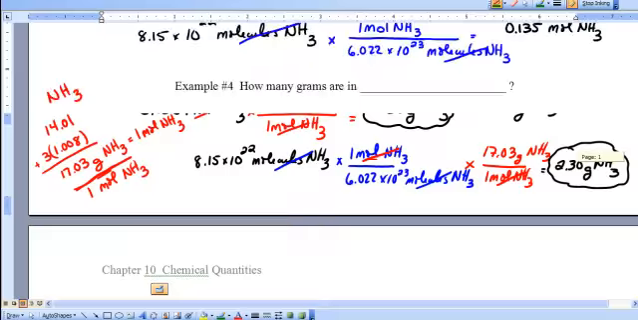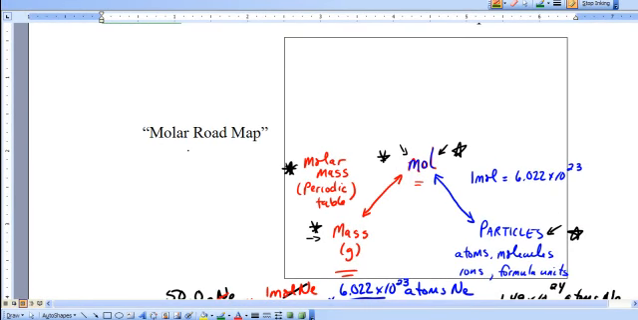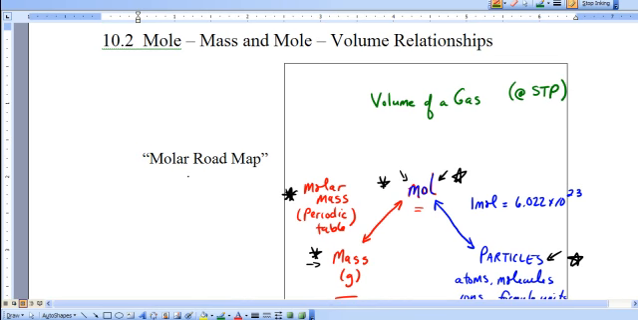And so let's go back up to our molar roadmap, see where we're at, and let's add another step to this. Make sure we're in our green color here. Our last step, at least in this unit, our last thing that we're going to be converting in and out of is what is called the volume of a gas. And we're always going to be doing this at what is called STP. Now, what is STP? STP stands for standard temperature and pressure, which means we are going to be at 0 degrees Celsius and 1 atmosphere of pressure.